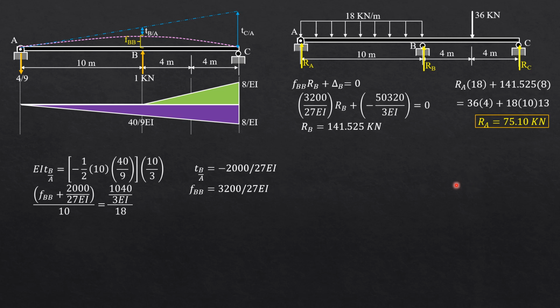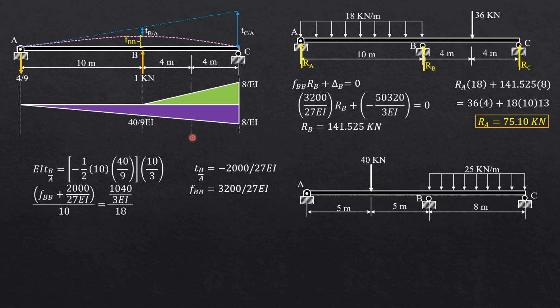Then for your part, I want you to solve this in the same manner here and verify that the answer for RA is equal to 125 over 18 kilonewtons exactly, or 6.944 in decimals. So that's it for this second way, and I hope that you were able to understand the solution and the process.